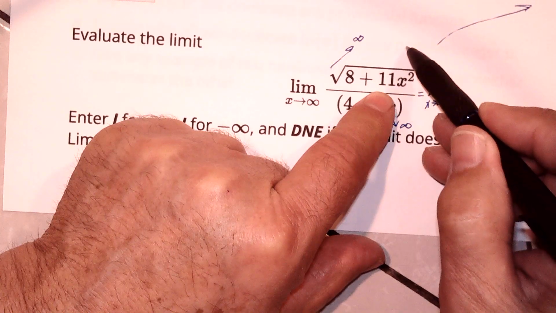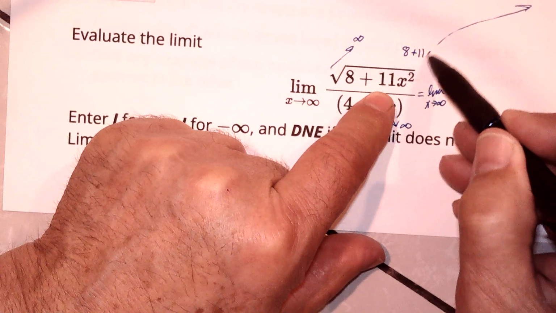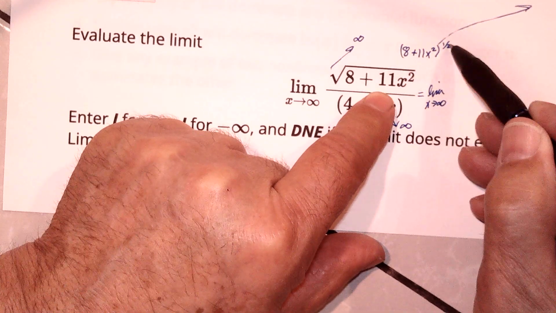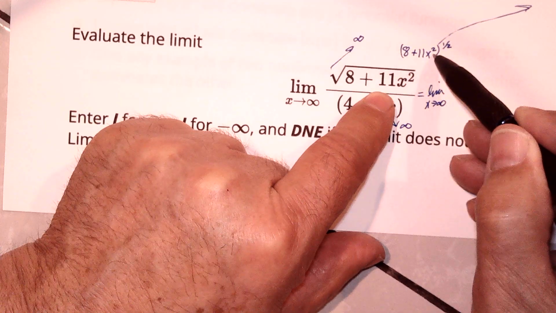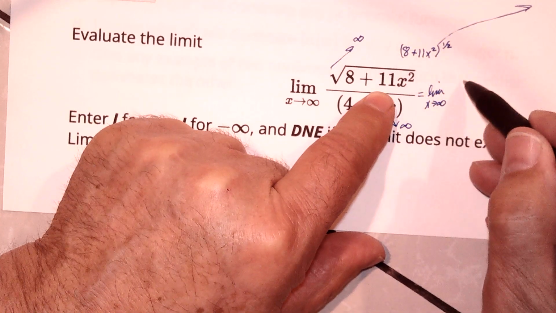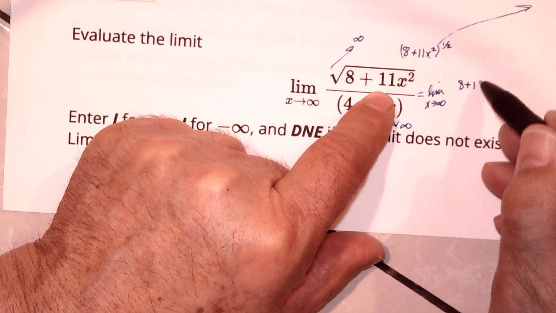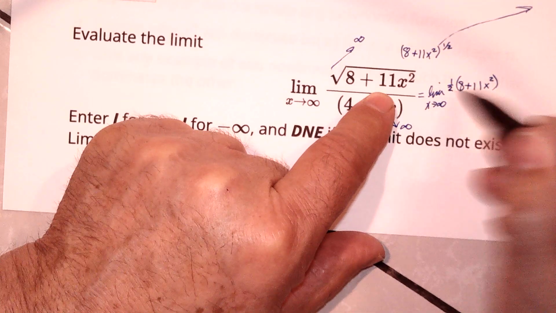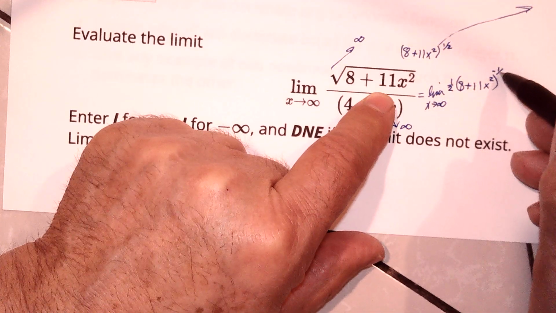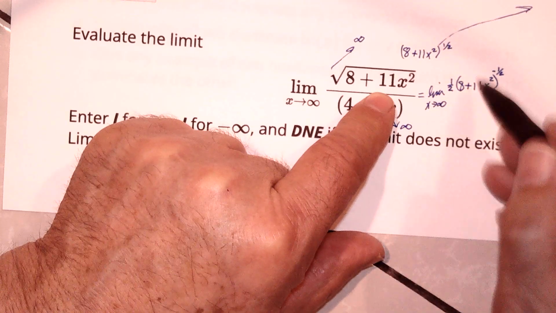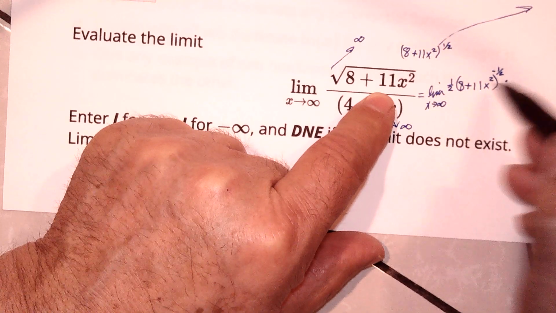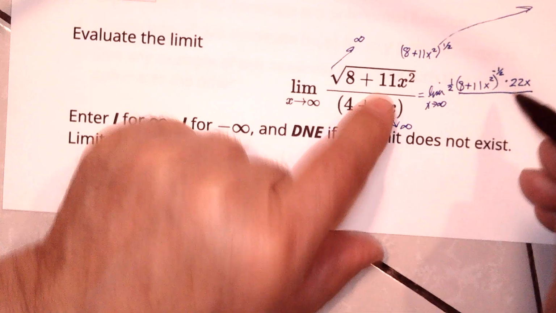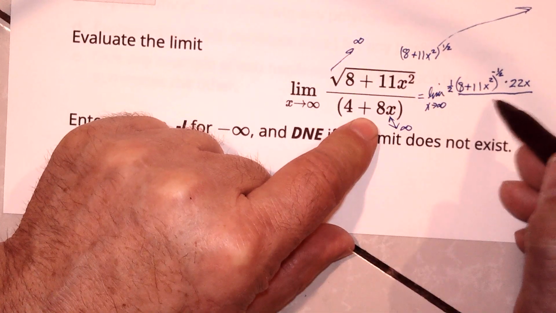So this is 8 plus 11x squared to the 1/2. That's not the derivative. The derivative is going to be 1/2 times this to the negative 1/2. So it's going to be 1/2 times 8 plus 11x squared to the negative 1/2, times the derivative of the inside, which is going to be 22x, divided by the derivative of this, which is just going to be 8.